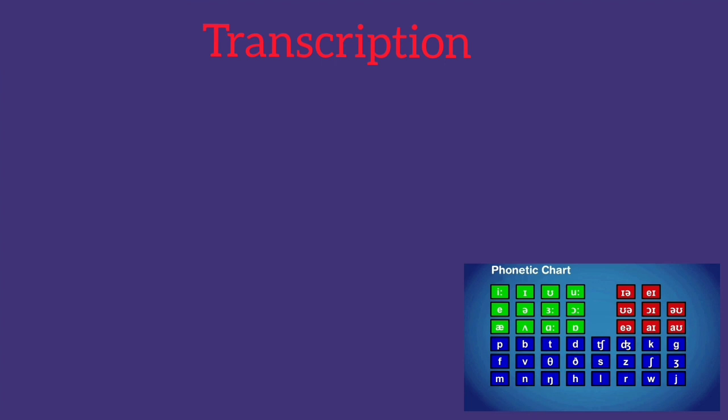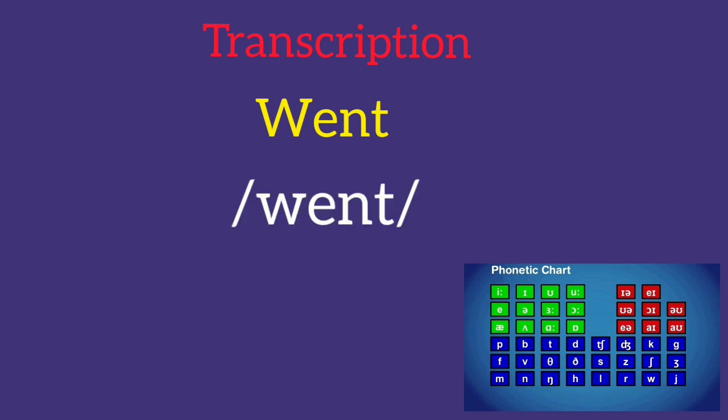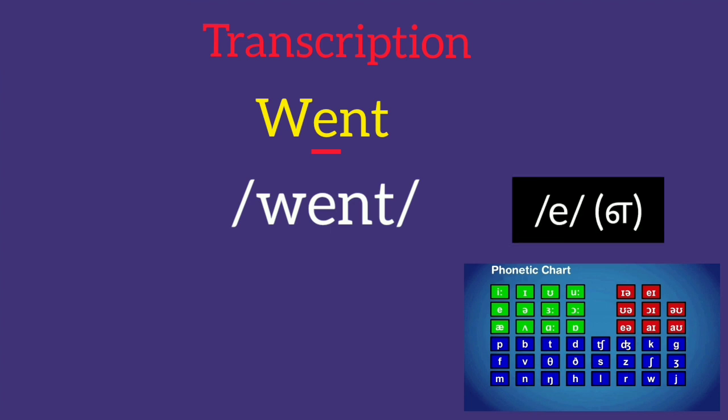Next, the answer for went is slash w a n t slash. The letter E in the word went matches with the vowel a. Since it produces a sound a, its transcription is slash w a n t slash.